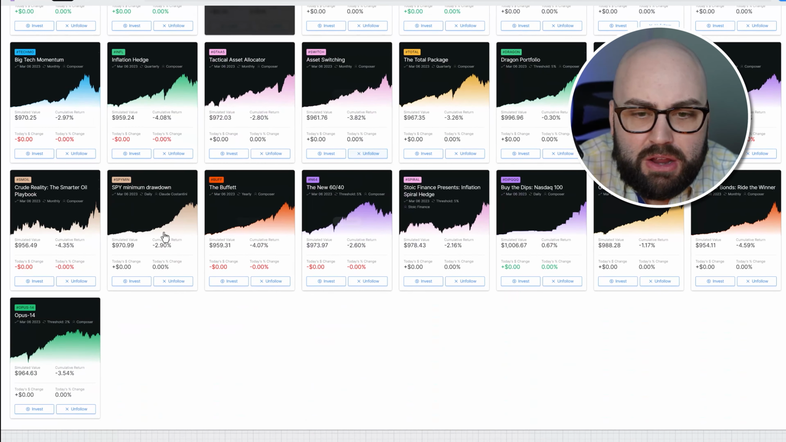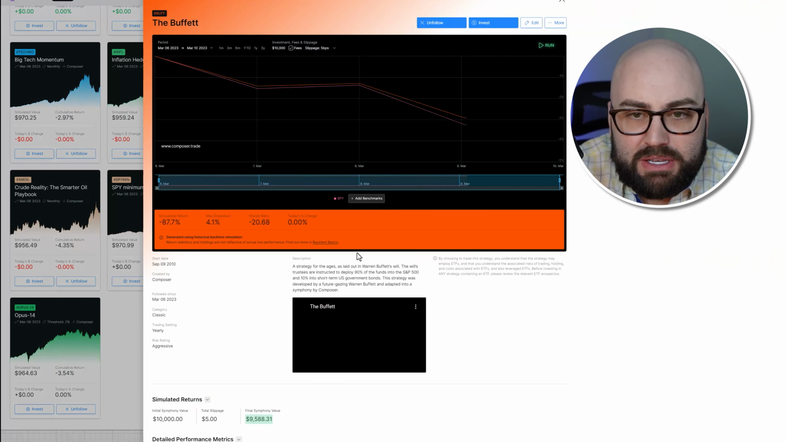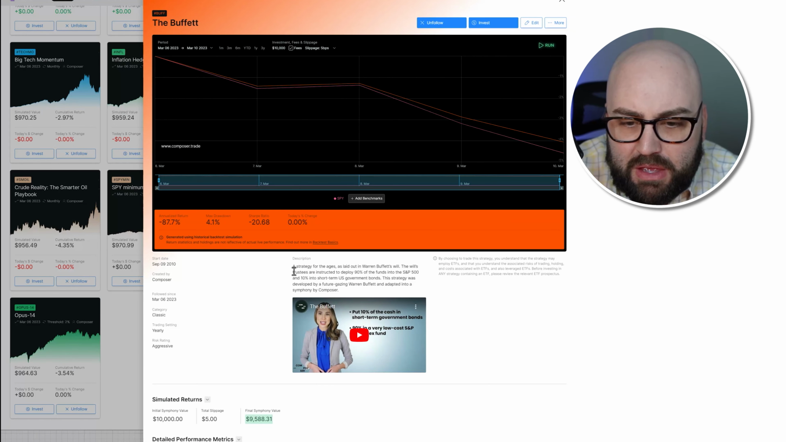If I look down here, I can see all these different symphonies that are created. This one's the Buffett. What this one does, it'll tell you here, is a strategy laid out by Buffett to deploy 90% of the fund in the S&P 500, those are ETFs, and 10% in short-term U.S. government bonds.